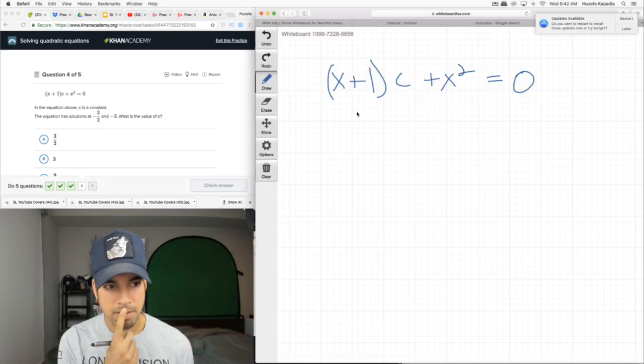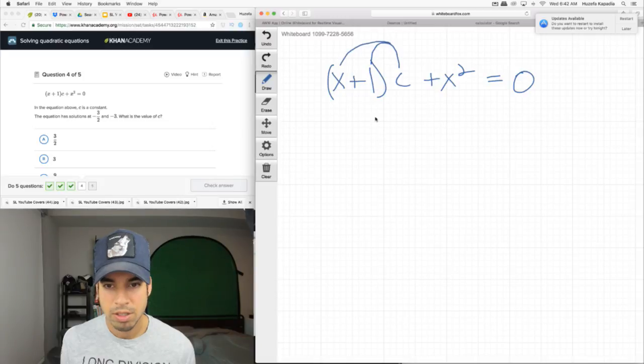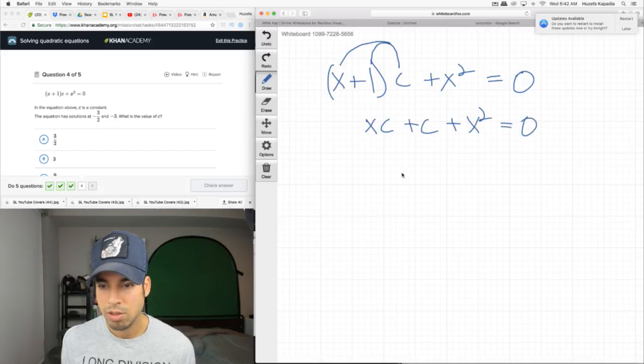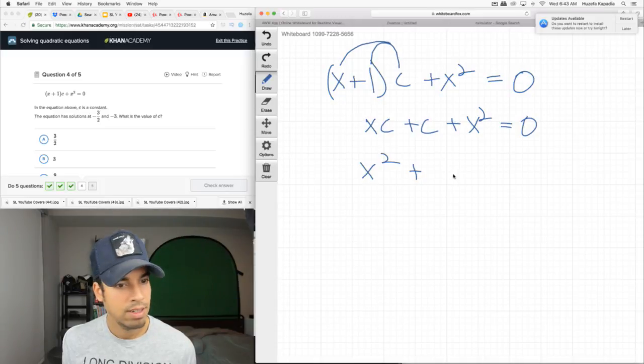So let's see. I'm going to distribute the c here, and I'm going to distribute the c here. And I'm going to say now we have xc plus x squared equals 0. I'm going to reorganize this. x squared plus xc.